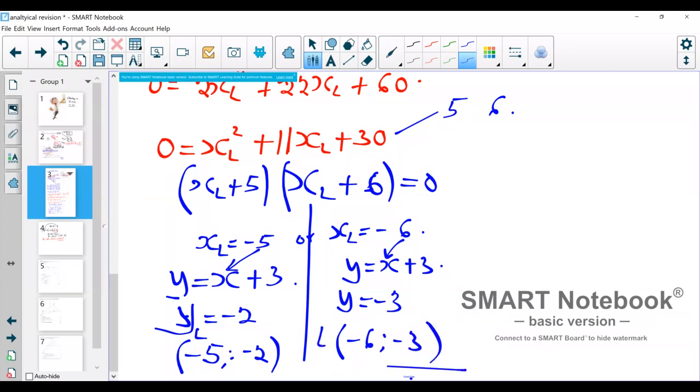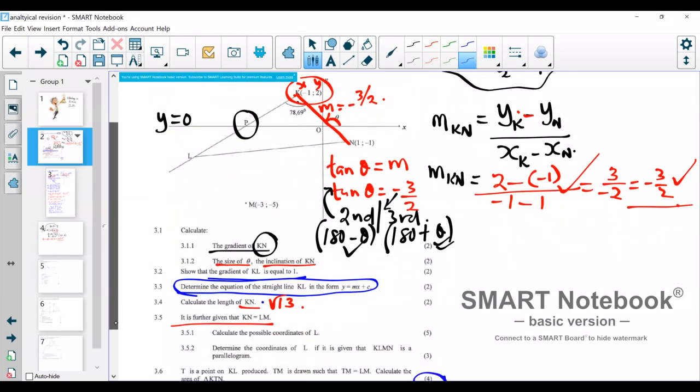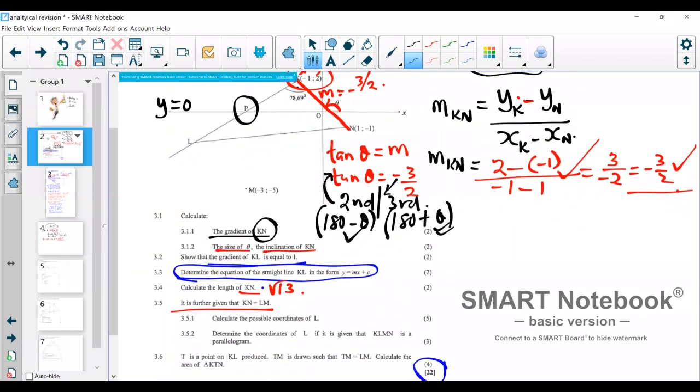These are possible. Let's go check the question again. You see the word? Look at the word. Possible coordinate of L. All right? Possible coordinate of L. I hope that's okay with everyone.